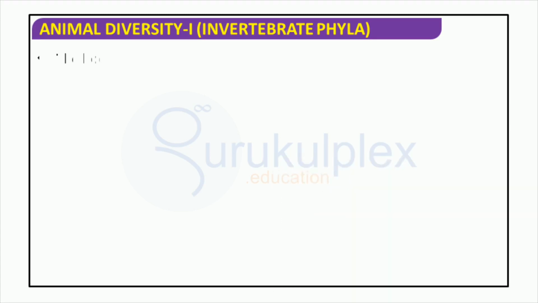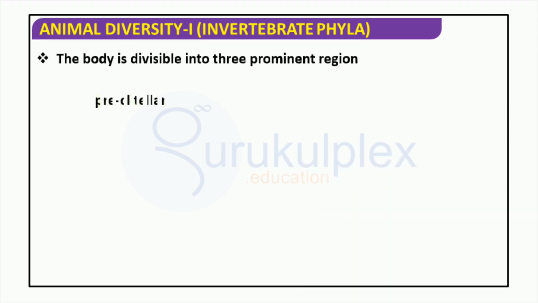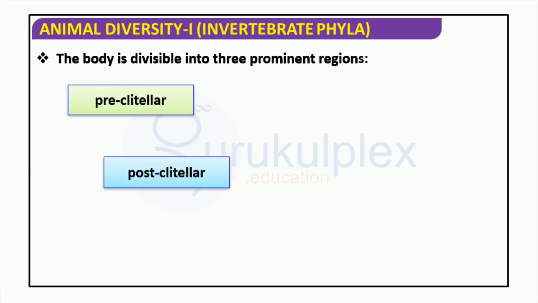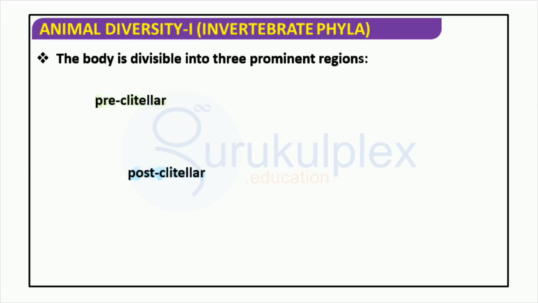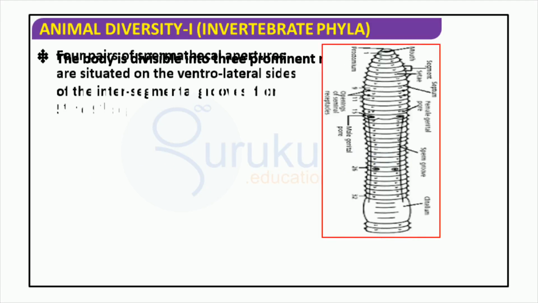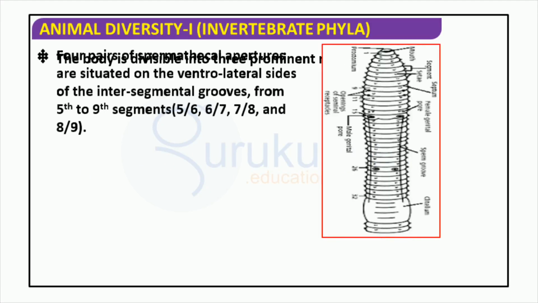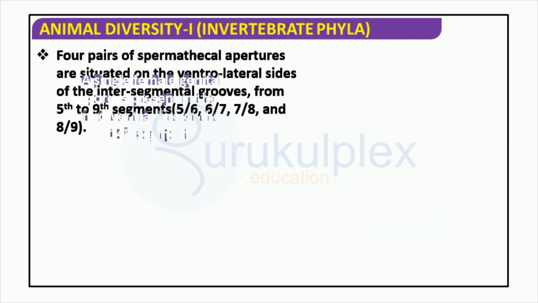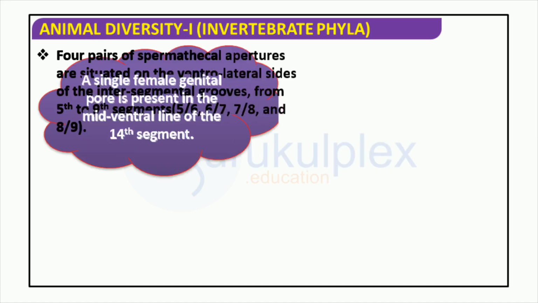The body is divided into three regions: pre-clitellar, clitellar and post-clitellar. There is a single female genital pore located on the mid-ventral line of the 14th segment, and two male genital pores on the ventrolateral sides of the 18th segment. Additionally, the body has nephridiopores distributed across it and four pairs of spermathecal apertures between the 5th and 9th segments.